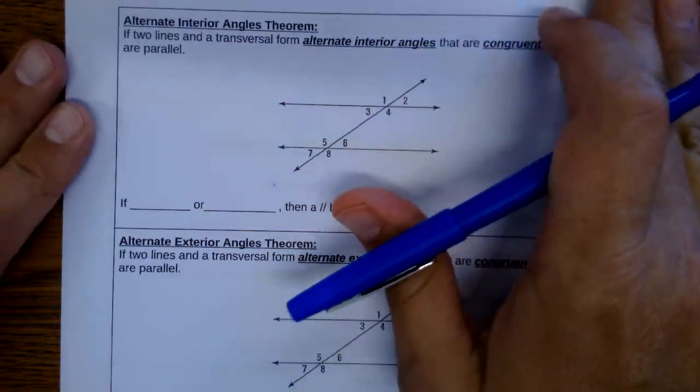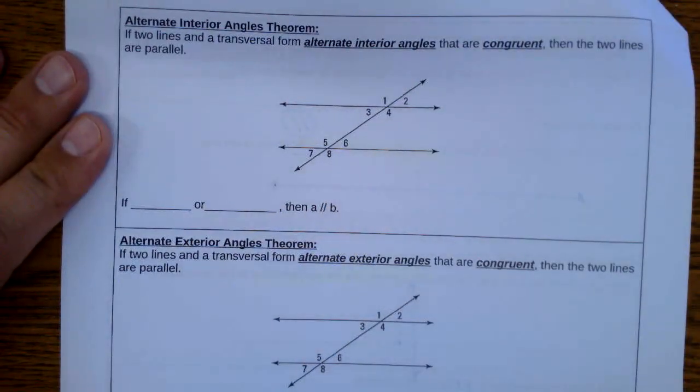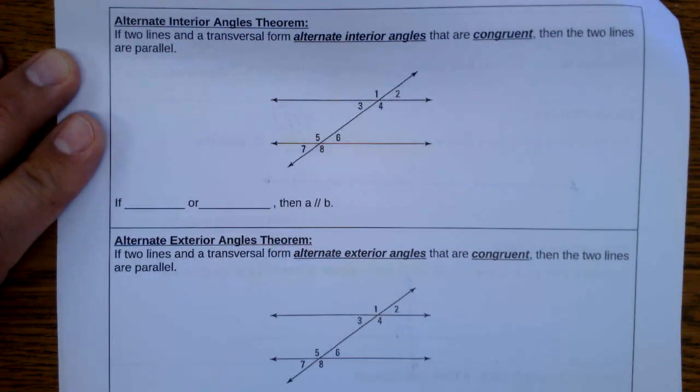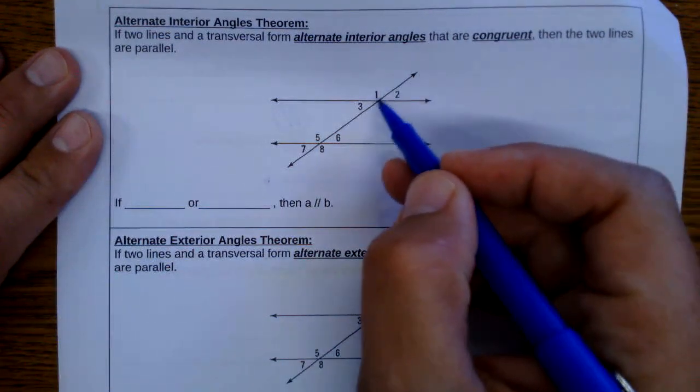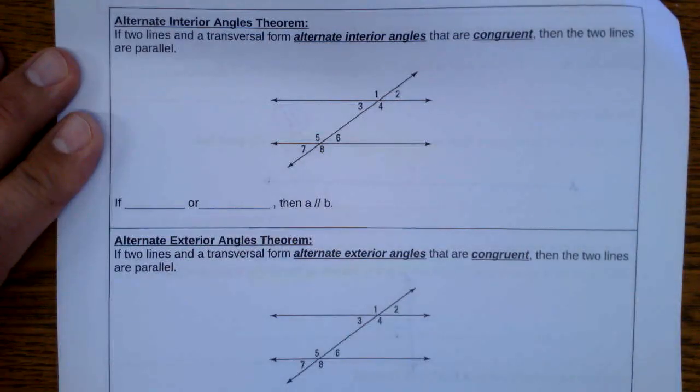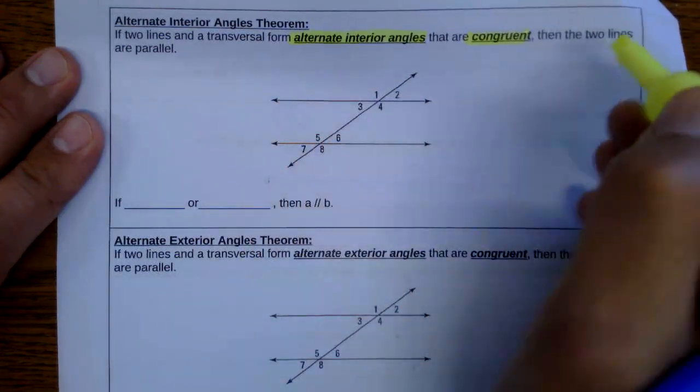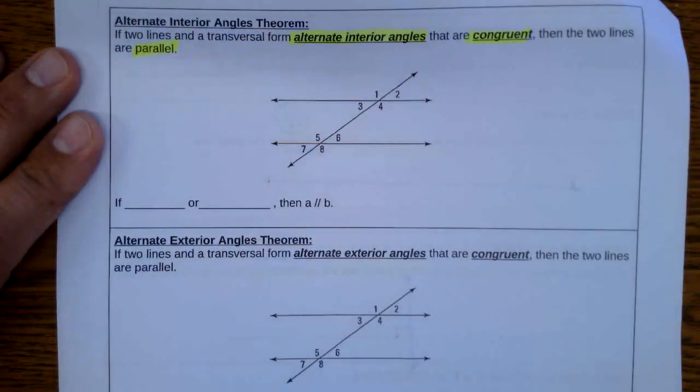All right, next on the second page, we have a few new theorems, and we kind of talked about these yesterday. So are they new? Not so much, but we talked about them. So here we go. The alternate interior angles theorem says if two lines and a transversal going through them form alternate interior angles that are congruent, then the two lines are parallel.